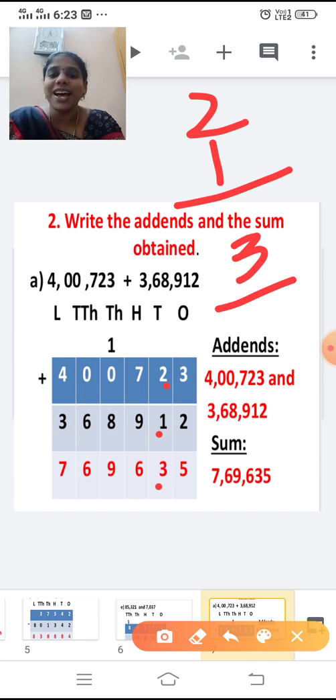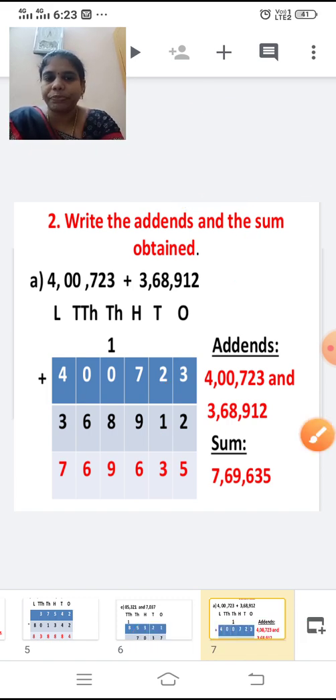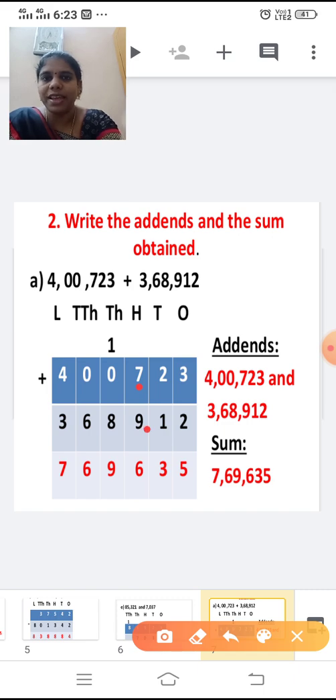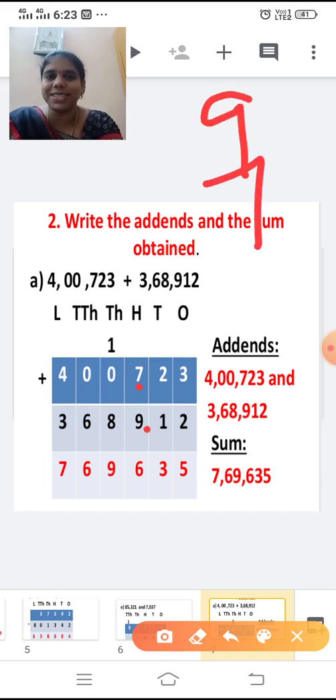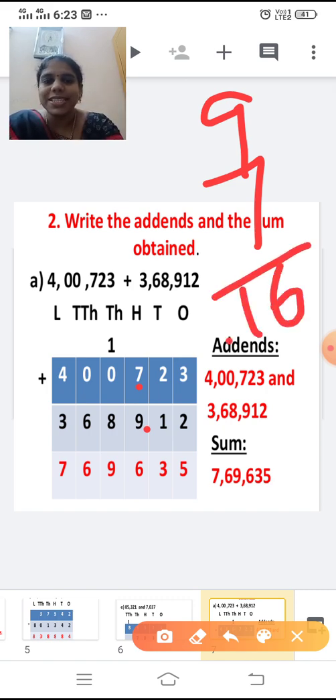Now move on to the hundreds place now. 7 plus 9. 9 plus 7 or 7 plus 9. Right, children? With 9, I'm going to add 7 numbers. So after 9, I'm going to add 7 numbers. 10, 11, 12, 13, 14, 15, 16. So 9 plus 7 is 16.